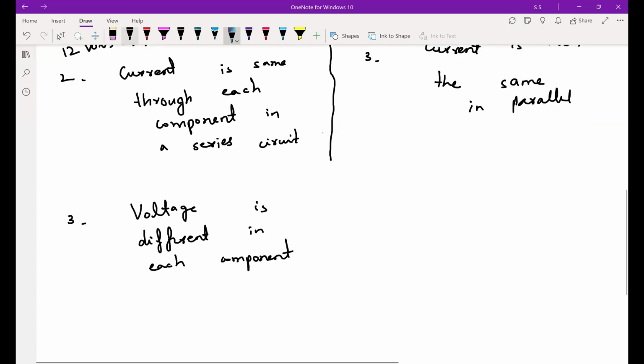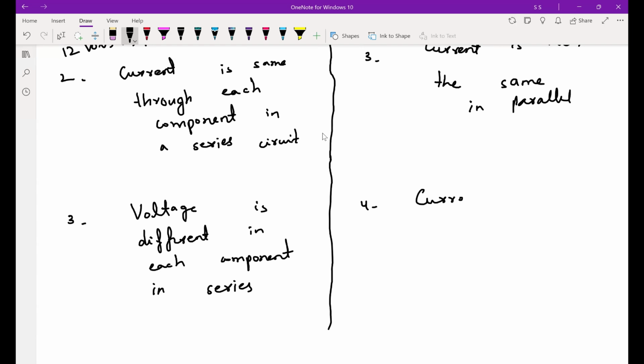So voltage is different in each component in a series circuit. Now, occasionally it can be the same, like, sometimes there can be a special case where it can be the same, but mostly it would be different. The next thing is that voltage in a parallel circuit is the same through each component.